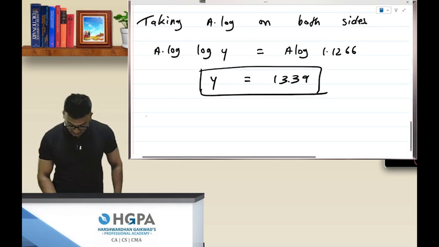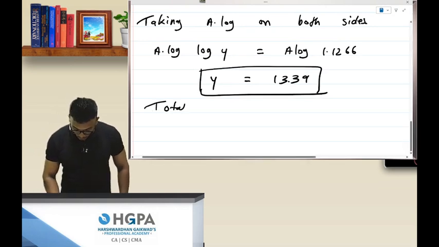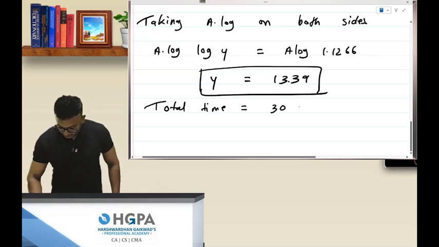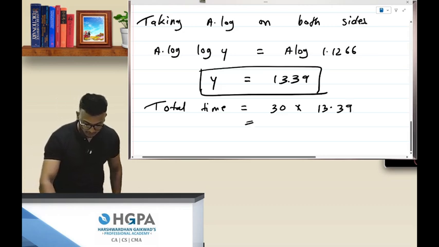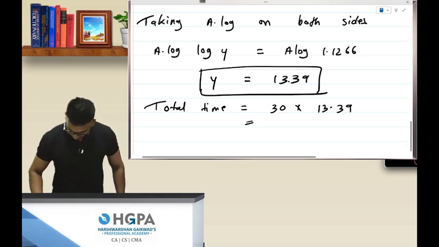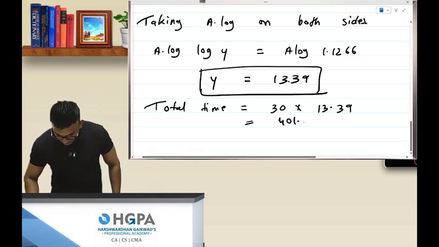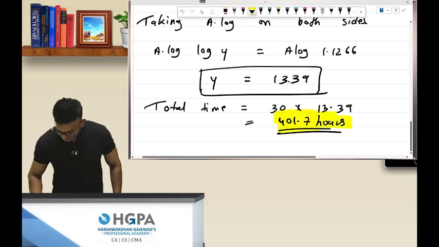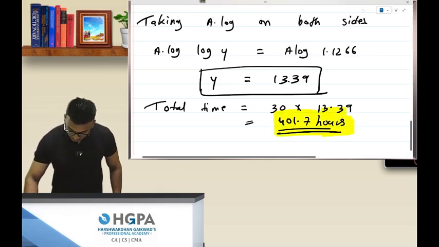But what we want is the total time. How do we find the total time? Simple. It will be 30 into 13.39, which is 401.7 hours. I hope it matches with your module. We'll check it afterwards. I hope you're right. Okay.